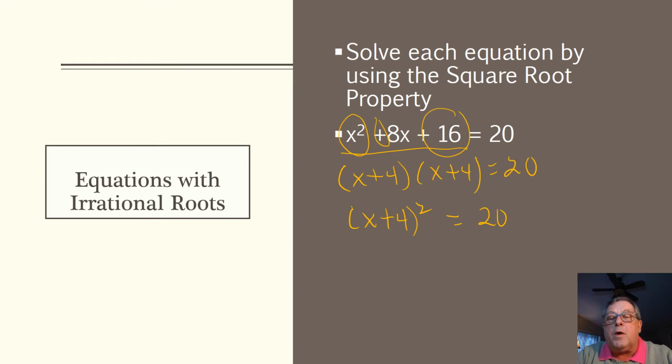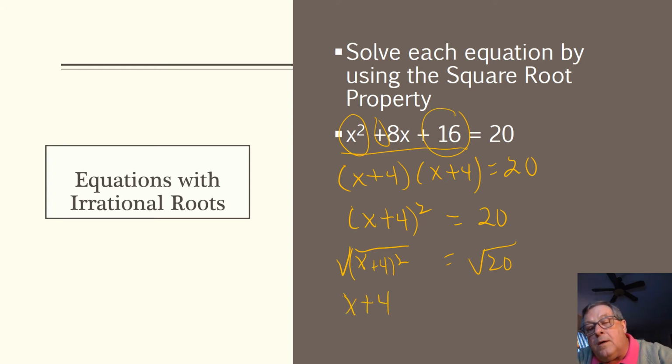And then using the square root property, we can take the square root of both sides. So here we would have the square root of x plus 4, I need to put this in parentheses, squared equals the square root of 20. All right, well then the square root and the square over here on the left cancel, and that leaves me with x plus 4 equals the square root of 20.